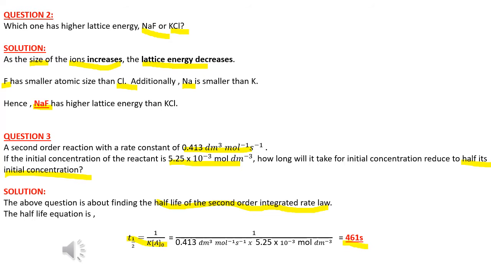Solution. The above question is about finding the half-life of the second-order integrated rate law. The half-life equation is t half equals 1 divided by rate constant times initial concentration of reactant, which equals 461 seconds.